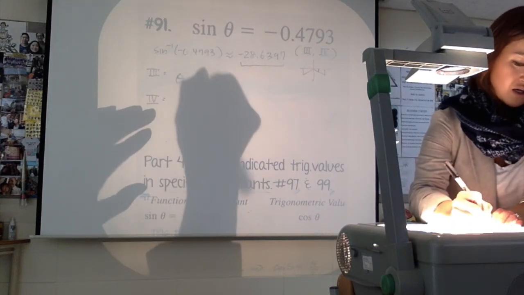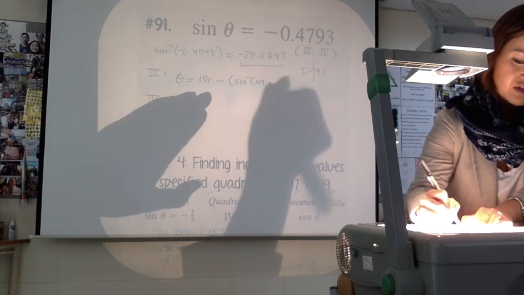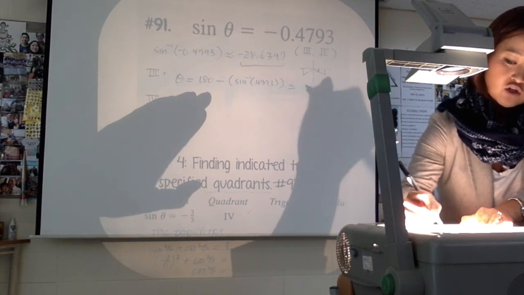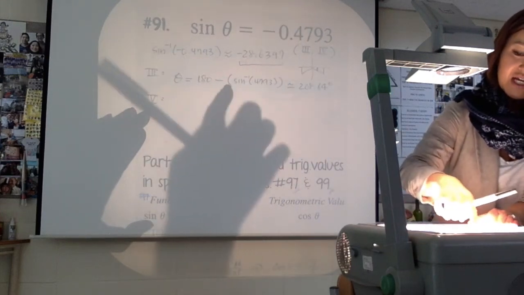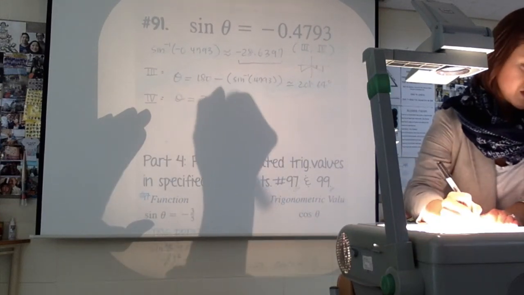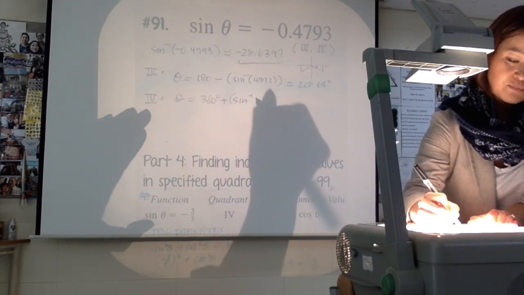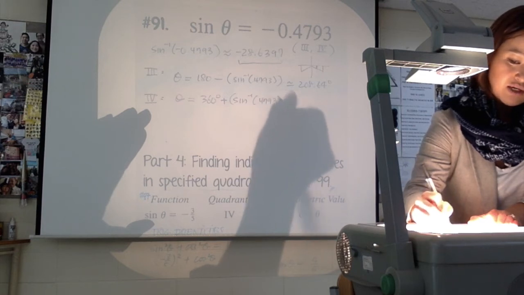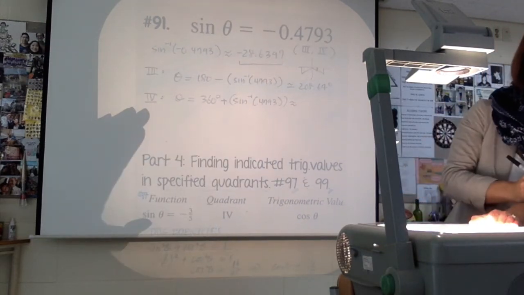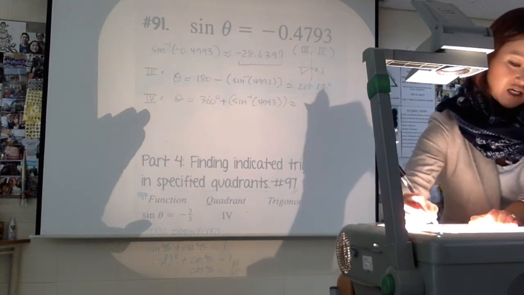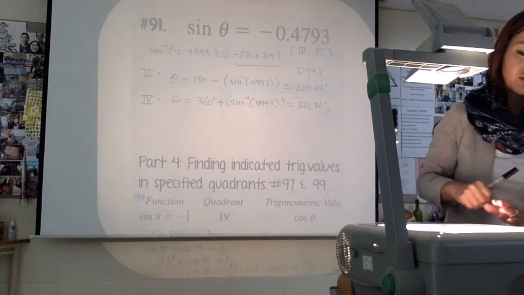So for the third quadrant, theta equals 180 minus sine inverse of negative 0.4793. And you should get 208.64 degrees. That makes sense, right? Because it's 180 plus that, because it's actually a negative value. And for the fourth quadrant, it's going to be 360 degrees plus sine inverse of negative 0.4793. You see how I found that value, but I'm not actually using that value. I'm actually using the whole function here. Do it that way. It's more exact, I think. 331.36 degrees is your answer. And that makes sense. Third quadrant, fourth quadrant, and you're done.